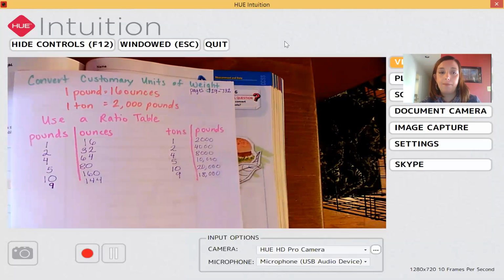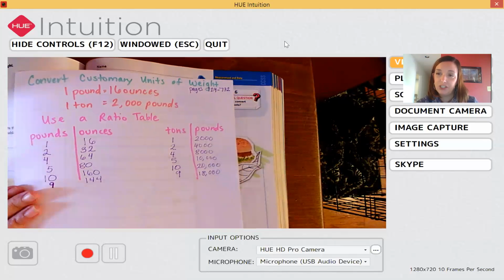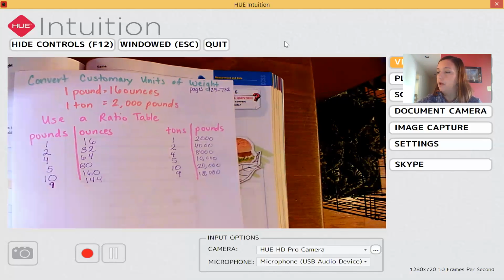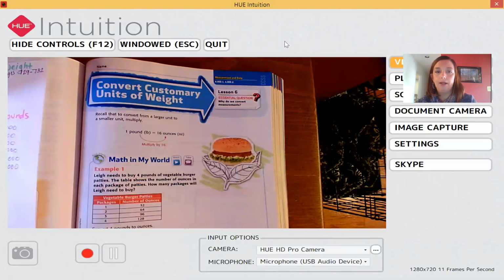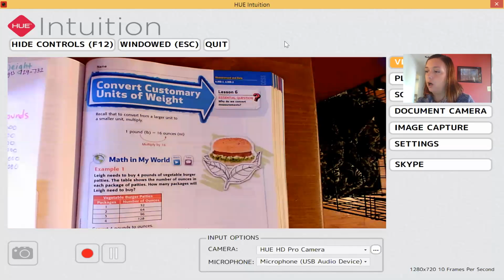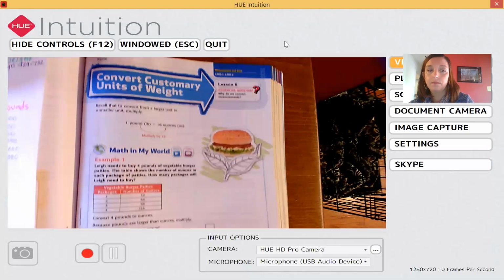I'm going to keep coming back to this information. So once you make a ratio table, you want to keep it and you want to keep using it for these problems, okay? All right, so let's go ahead and let's read what it says. It says, recall that to convert from a larger unit to a smaller unit, you multiply, okay? 1 pound is 16 ounces.